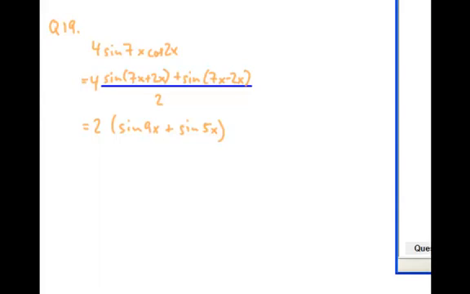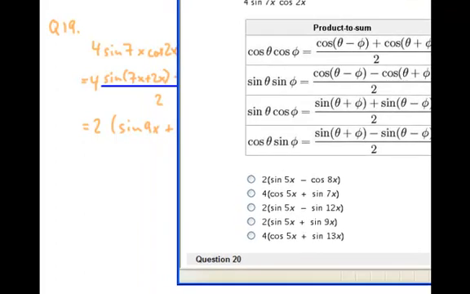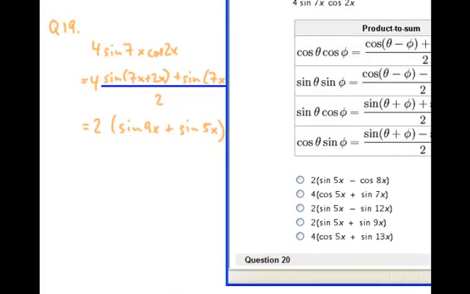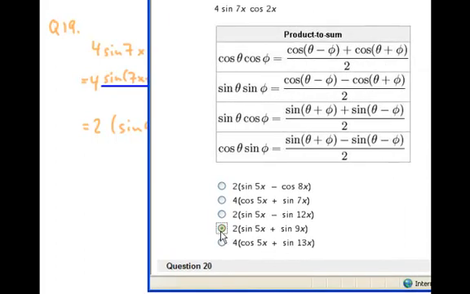Okay, so what I did here is I used this one here and just plugged in my 7x, 2x, 7x, 2x, and I come up with, what was it again? 9x plus 5x. Yep, there's sine 9x plus sine 5x, and there it is, except they exchanged the two, but of course addition is commutative.